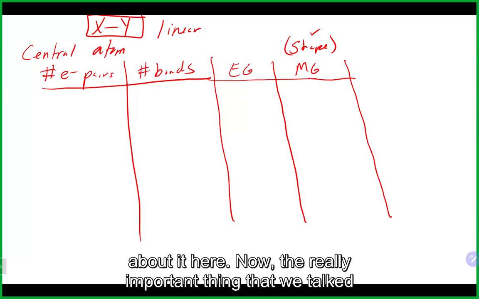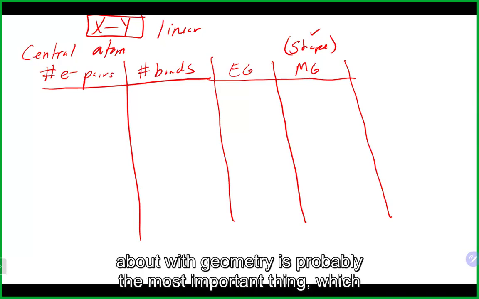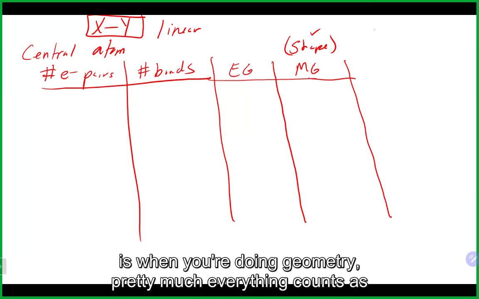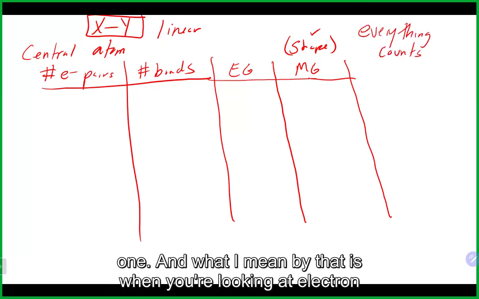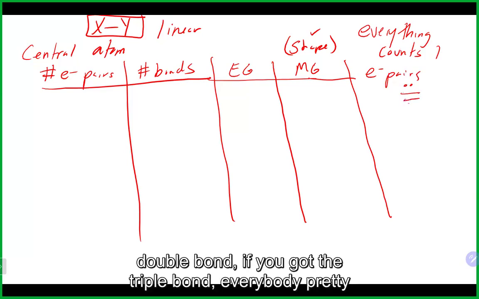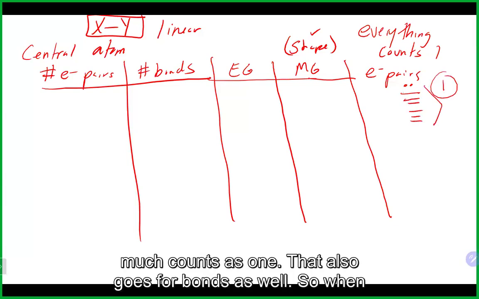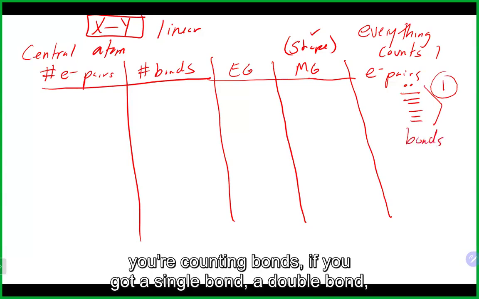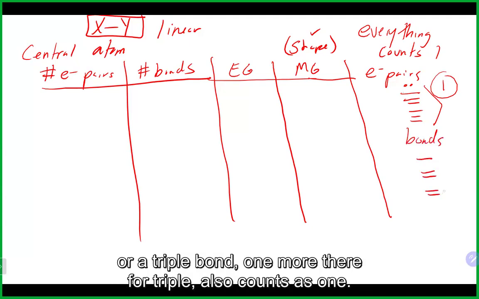Now, the really important thing that we talked about with geometry, probably the most important thing, is that when you're doing geometry, pretty much everything counts as 1. What I mean by that is when you're looking at electron pairs, if you got dots, a single bond, a double bond, or a triple bond, everybody pretty much counts as 1. That also goes for bonds as well. So when you're counting bonds, if you got a single bond, a double bond, or a triple bond, that also counts as 1.